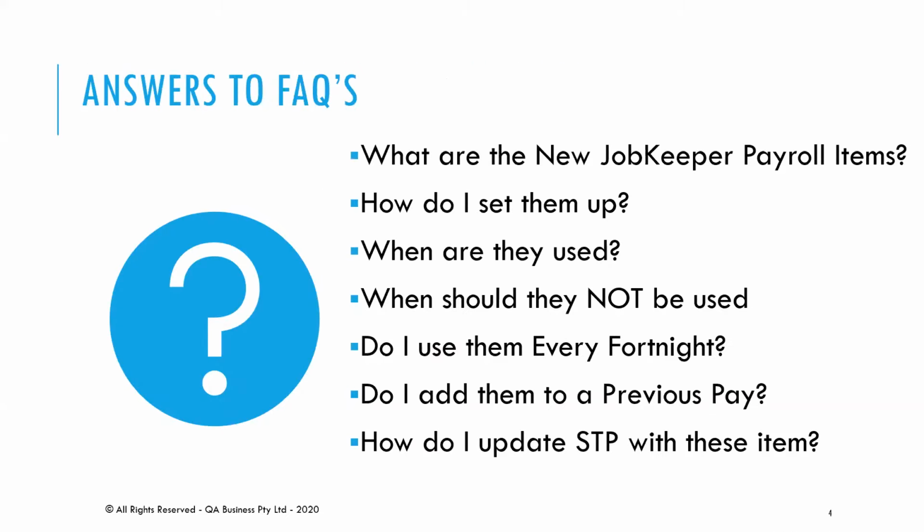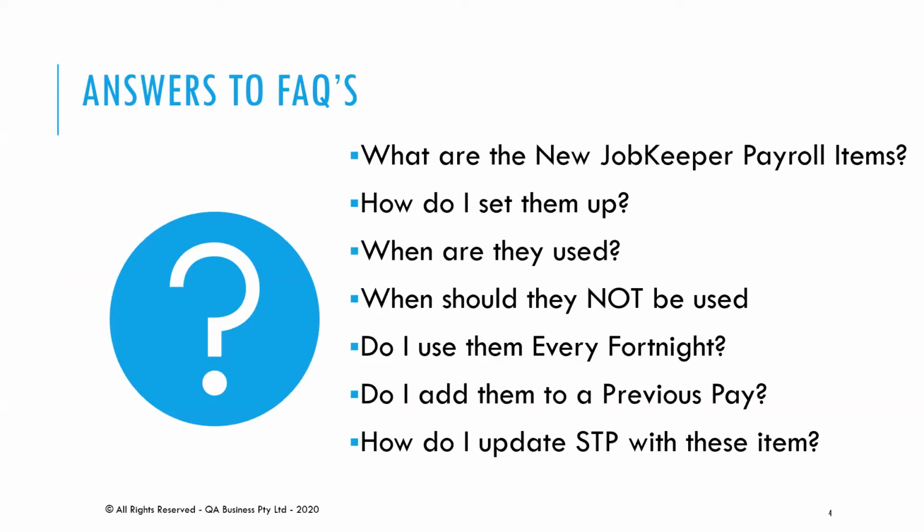So a few of the questions that have come in the last few days. What are these items and when do I use them? How do I actually set them up? When should I not use them, particularly in this transition month of April and early May, perhaps? Do I use them every fortnight, and do I add them to previous pays? How do I do that? And then what if I've also already lodged my single touch payroll? What actually happens there?